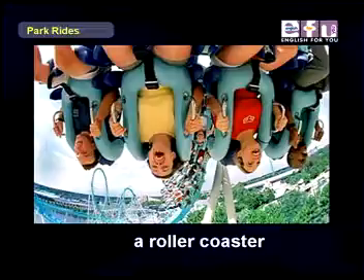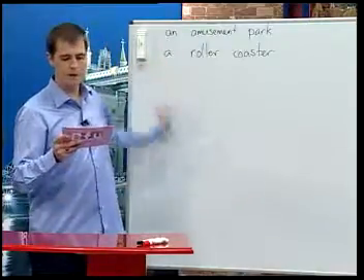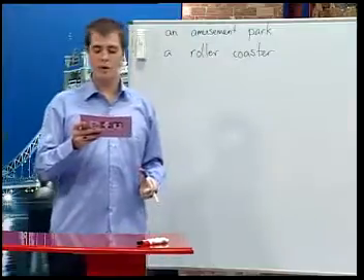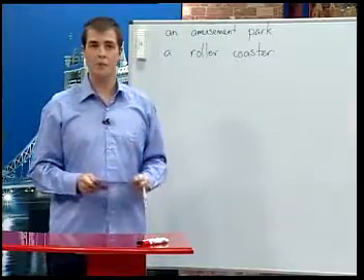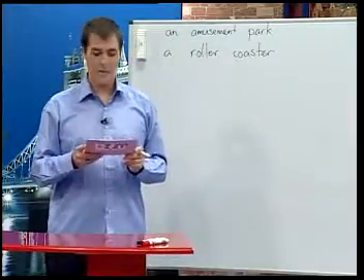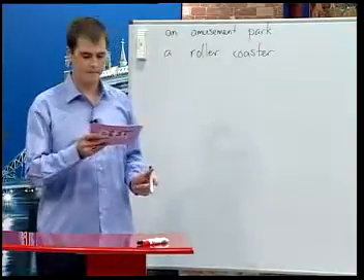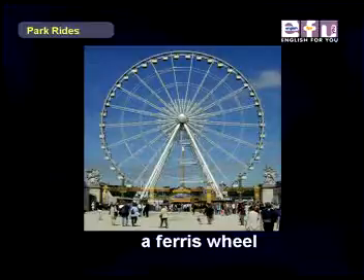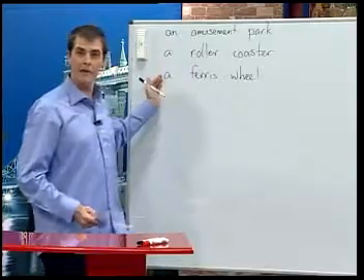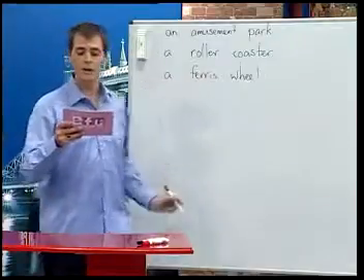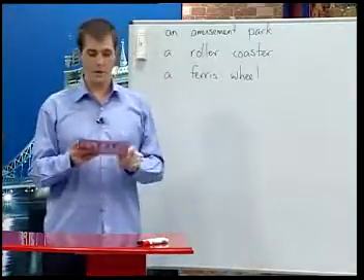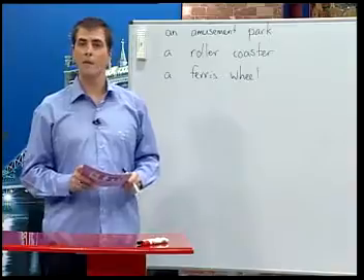A roller coaster. A roller coaster is a track with sudden steep slopes and curves. People ride on it for excitement in long cars. A Ferris wheel. A Ferris wheel is a large upright wheel with seats on it for people to ride.